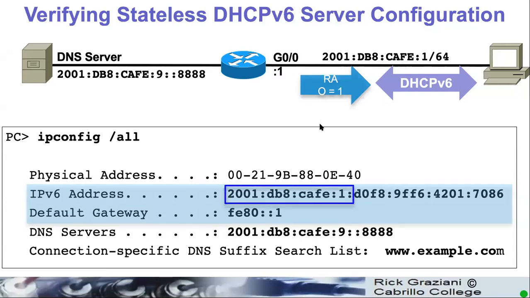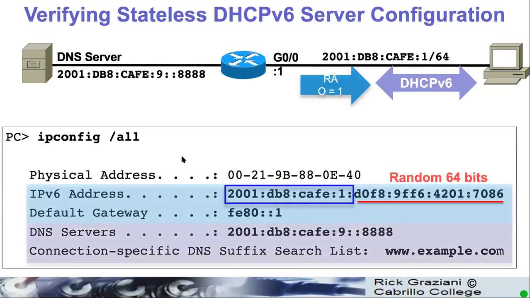Okay, it received the prefix in the router advertisement, and then Windows used just a random 64 bits for its interface ID. The default gateway is the source IPv6 address of the router. The DNS server and domain name, it received that from stateless DHCPv6, which the router is acting as a stateless DHCPv6 server. That was the information it provided, not in the router advertisement, but as a stateless DHCPv6 server.